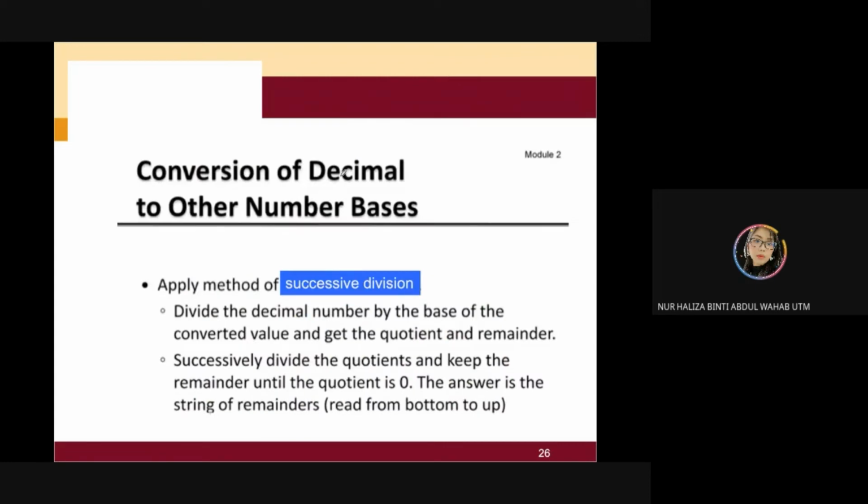Okay, after we already done any base to decimal, now we're going to learn vice versa, decimal to another number base.